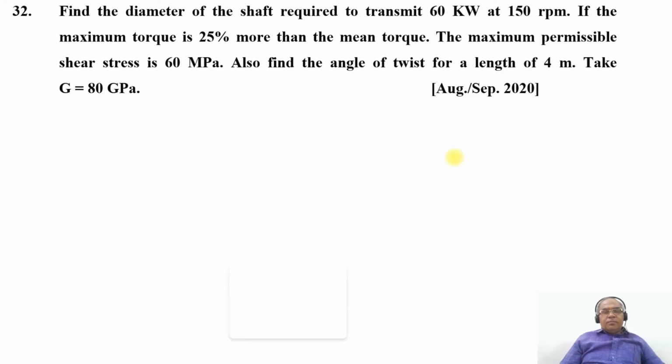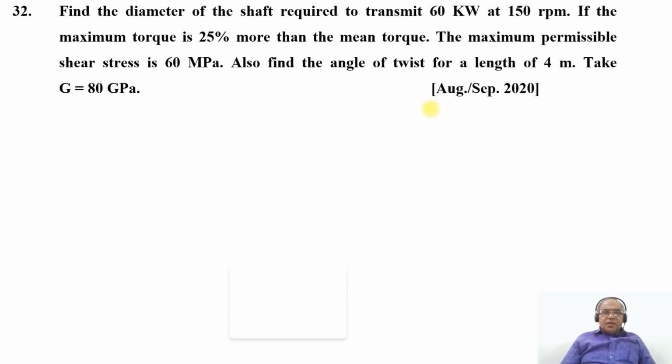Now we're going to take up one more problem on the shaft, problem number 32, which reads as: find the diameter of the shaft required to transmit 60 kilowatt at 150 RPM. If the maximum torque is 25% more than the mean torque, the maximum permissible shear stress is 60 MPa. Also, find the angle of twist for a length of 4 meters. Take G equals 80 GPa. It was asked in August-September 2020.